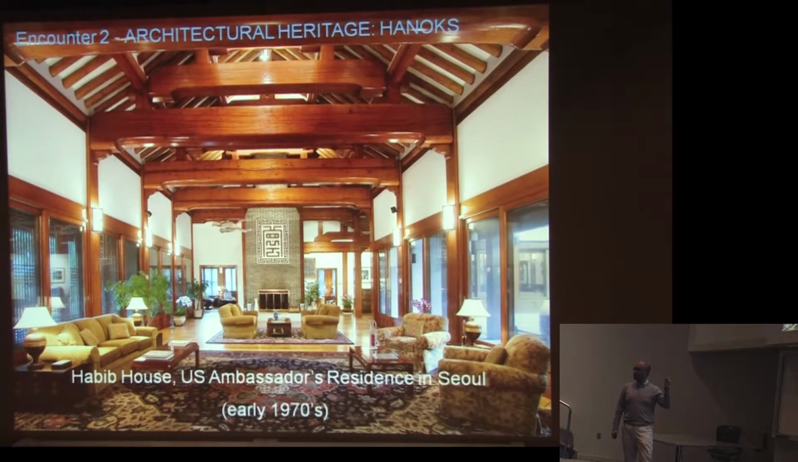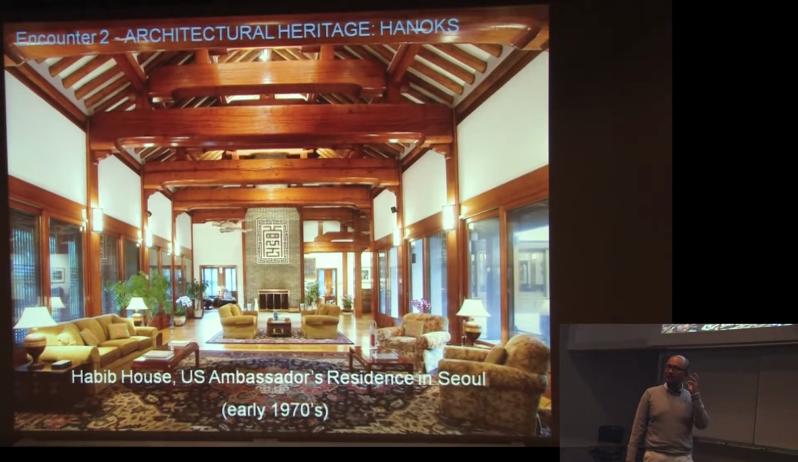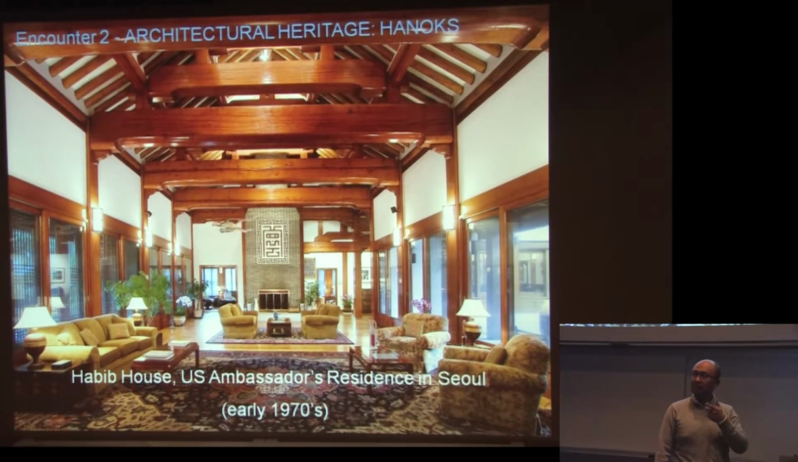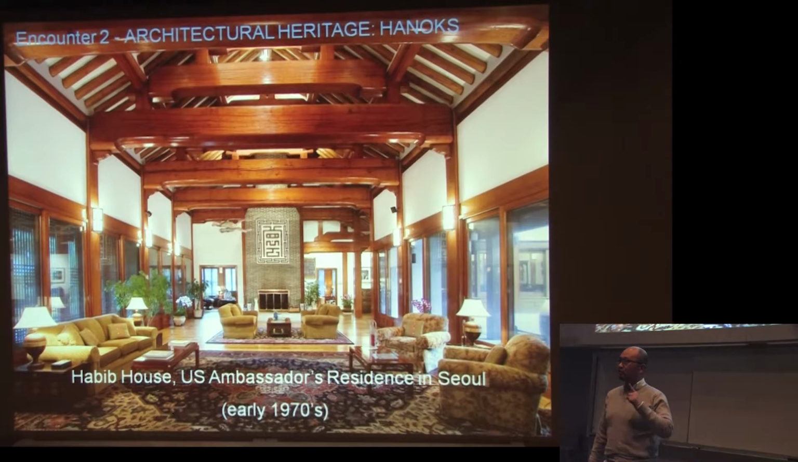This is not my work, but I should tell you that this is what inspired me at the time. And I should give a lot of credit to this country, because this is called Habib House, named after the United States ambassador to Korea at the time, who made a decision to build a Korean-style residence for the ambassador. So this is the US ambassador's residence in Seoul, the only US ambassador's residence overseas that is built in the regional style of the country.